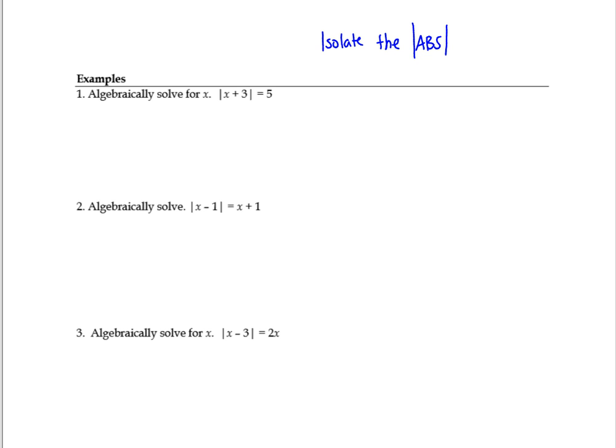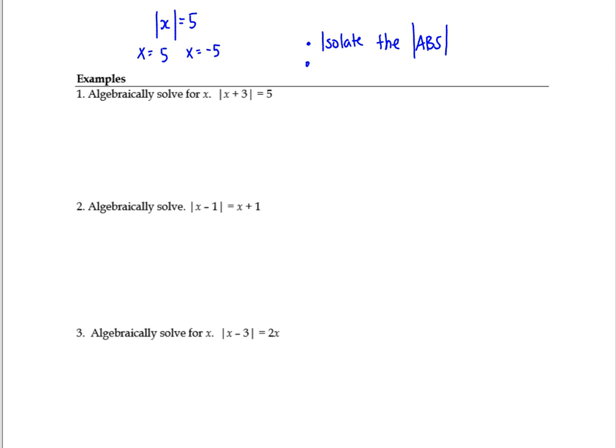Just like we did when we solved radicals, we isolated the radical first. Okay? But our next step is a little different, because absolute values have two cases, the positive case and the negative case, right? If I said the absolute value of x equals 5, what are the two possible answers? The positive case and the negative case. So we actually have to solve both cases.